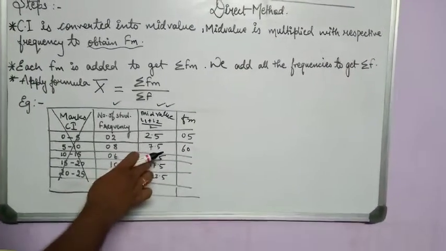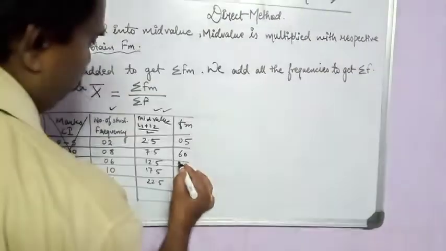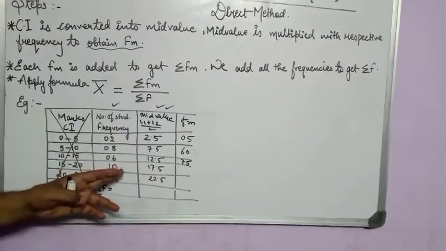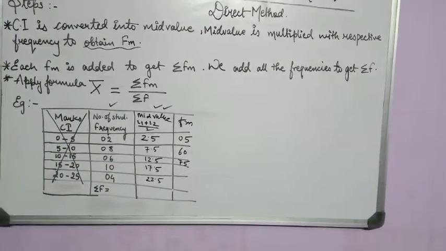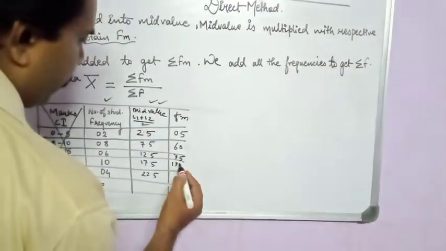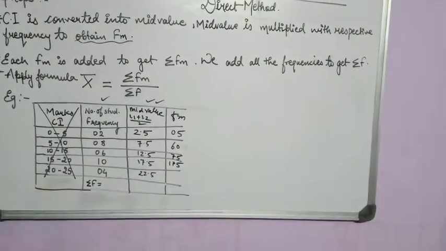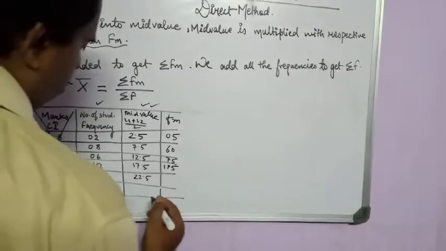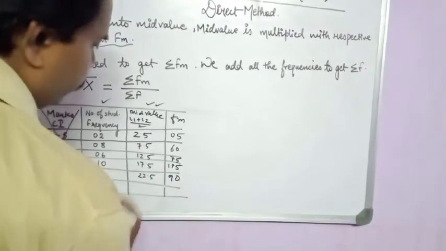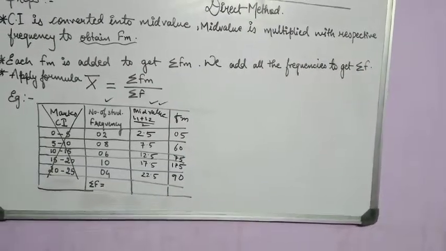Clear? Now 12.5 into 6, that is 75. Now 17.5 into 10, that is 175. 22.5 into 4, that is 90. Clear? So in this way we have obtained fm.